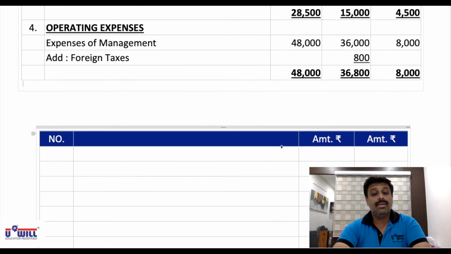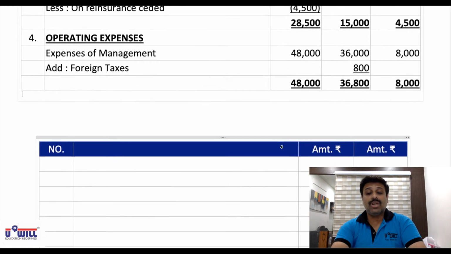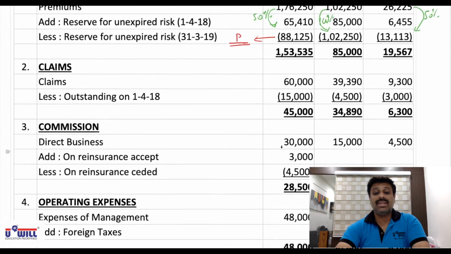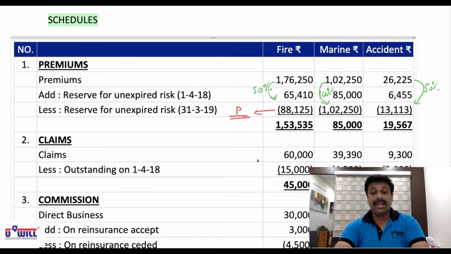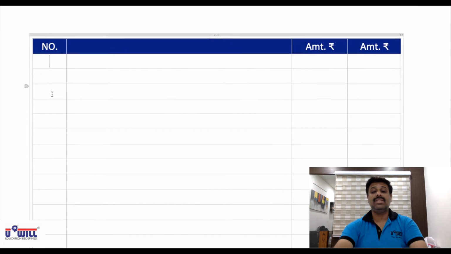Now we make the schedules related to the balance sheet. For that you'll make again a separate format, because here we have done it in columnar form, fire, marine and accident, but for other schedules related to the balance sheet only 2 columns of amount will be required. So pause the video and make these 2 columns, everyone.